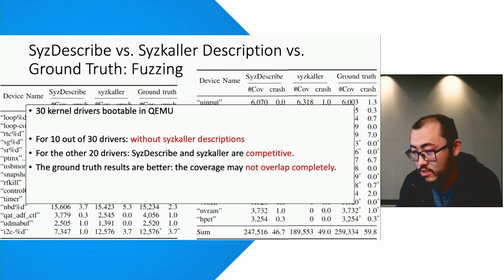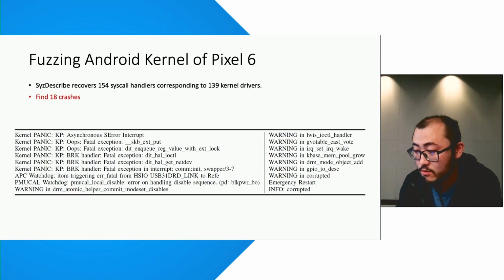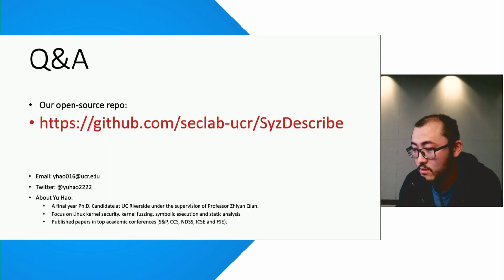some human-generated Syscall descriptions. Then we also directly apply SyzDescribe to generate a Syscall description for the Android kernel of Pixel 6 without any human effort. All of this is automatic, and we found 18 crashes. And here are some examples of the bugs found. So that's all of my presentation. Welcome any questions and discussion.